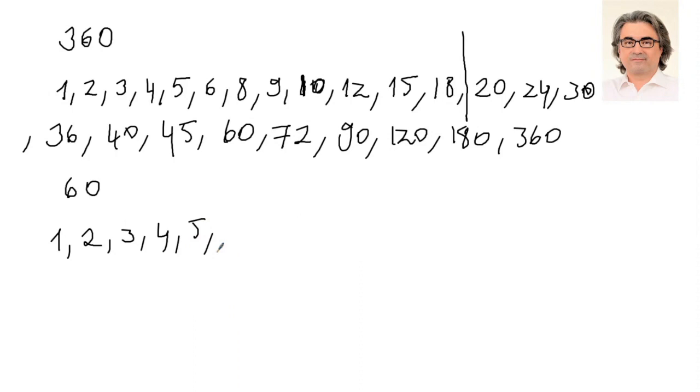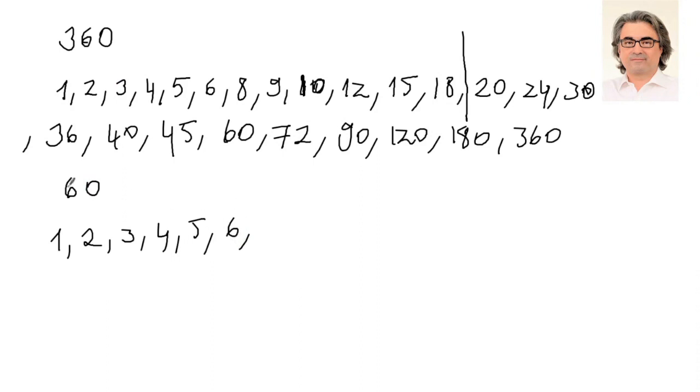Very important, their squares should be less than 60. And what about 6? 6 is okay. 7 is not possible. 8 is not possible because 8 square is greater than 60. So I should stop at 6.